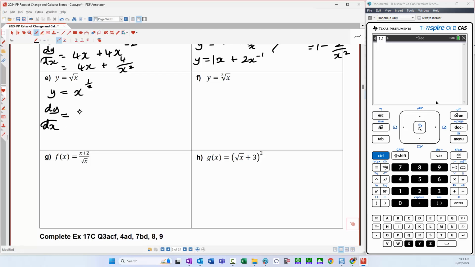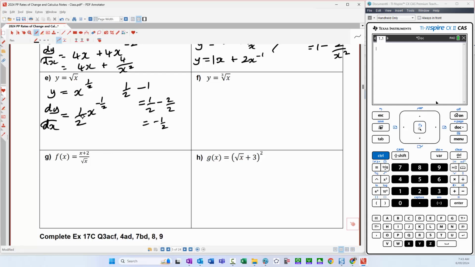So dy dx equals a half times 1 is a half, x, and I'm dropping the power by 1. So a half take away 1 is the same as a half take away 2 on 2, which is negative a half. You'll get used to doing that one.